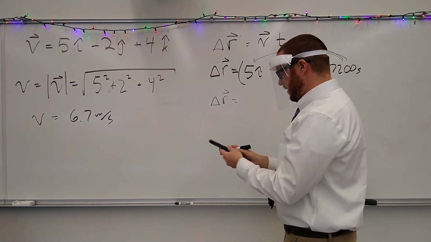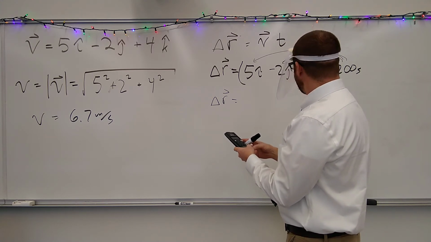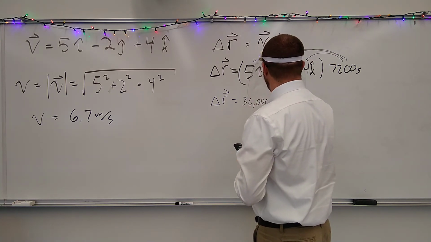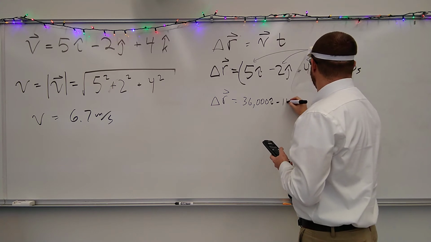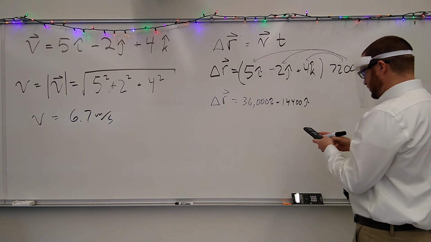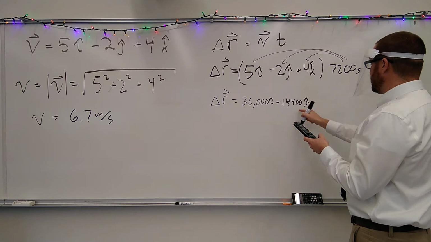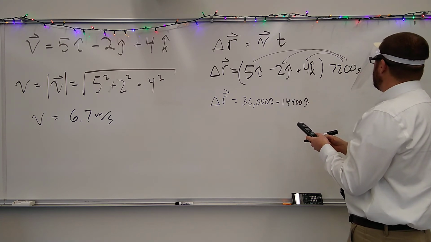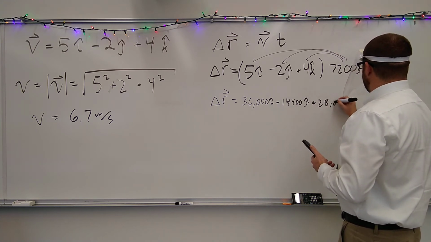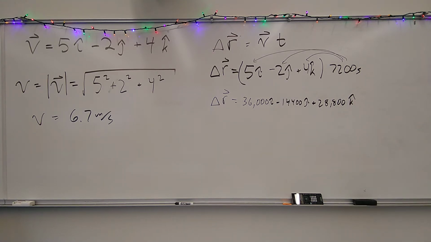So here now we've got 5 times 7,200. That's 36,000 i hat minus, what is that, 14,400 j hat. And then 7,200 times 4, I'm not smart enough to do that. Well, I guess I am. 28,800, right? Plus 28,800 k hat. All right, so there's your displacement vector.